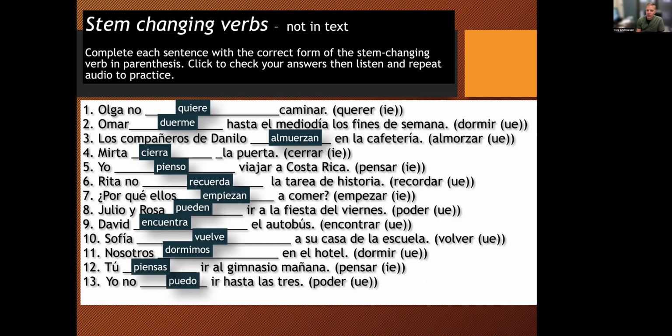Okay? So again, this encompasses so much. It encompasses looking at the subject of the sentence, knowing which verb conjugation is the correct one, knowing how to conjugate the verb, knowing how to change the stem, and knowing when to or when not to change the stem. So, a very comprehensive activity. So, muy bien. Hope that went well for you.